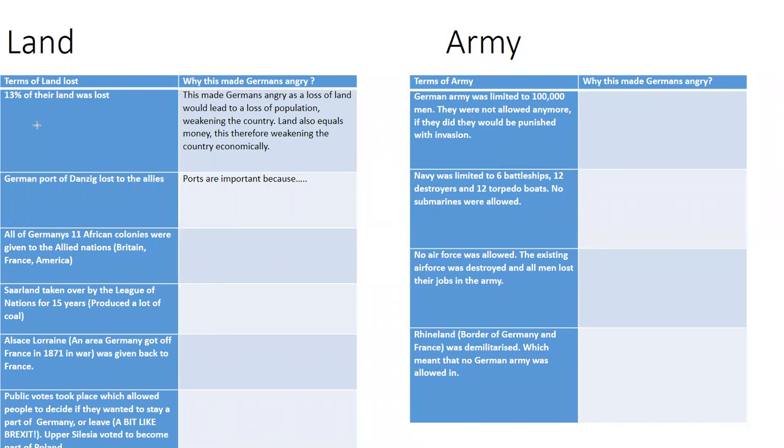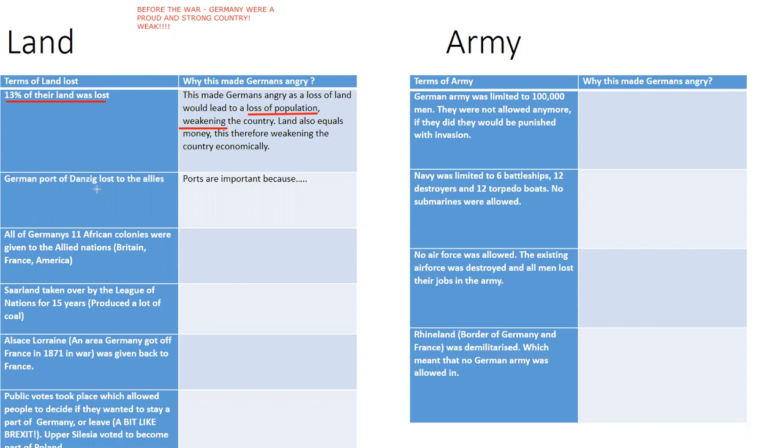So, 13% of Germany's land was lost. Now, this would make them angry. The loss of land would lead to a loss of population, weakening the country. Remember this: before the war, Germany were a proud and strong country. So this makes them weak. Wouldn't be ideal. Land also equals money, therefore weakening the country economically, which could lead to job loss, it could lead to rebellion. For the government, this was very problematic.